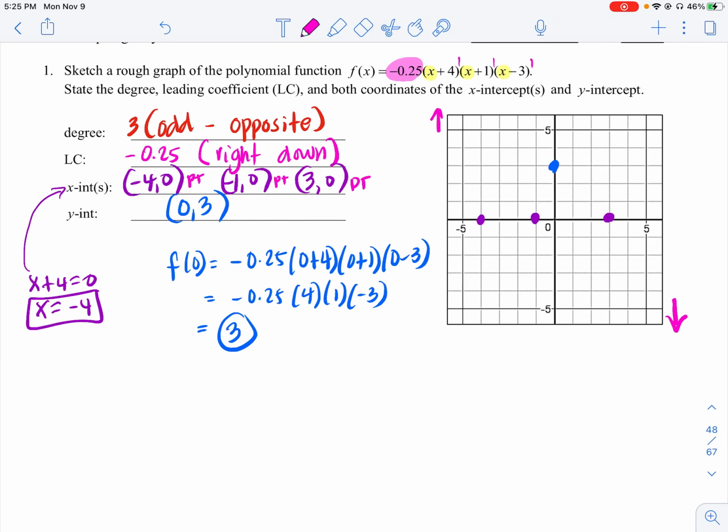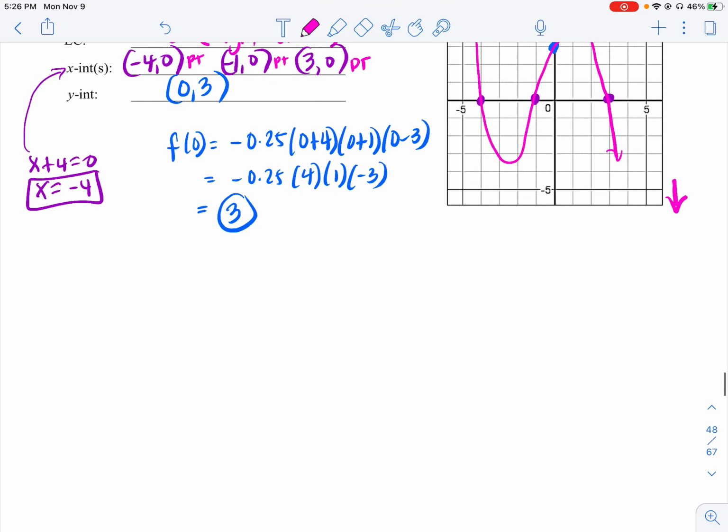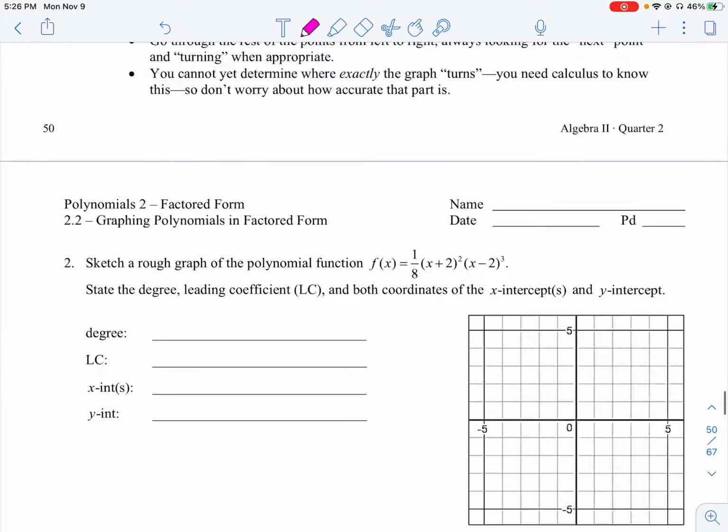And so that was just my practice. I would like you to note that this is just a rough graph of a polynomial function. So we do not have to worry about where the vertex is located. As long as you're hitting the correct x-intercepts, the correct end behavior, the correct y-intercept, you should be okay. Okay, right? I hope that is not super hard for you.